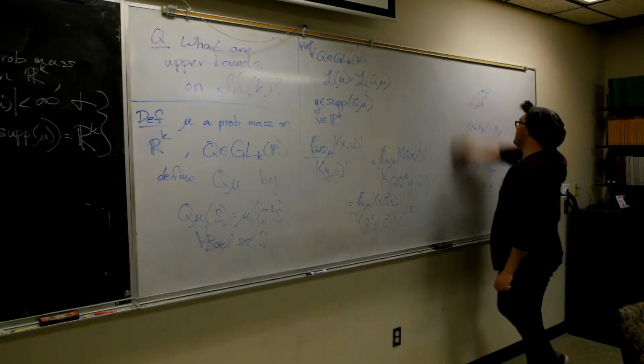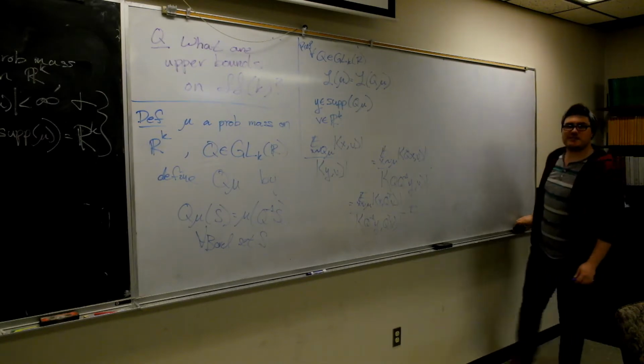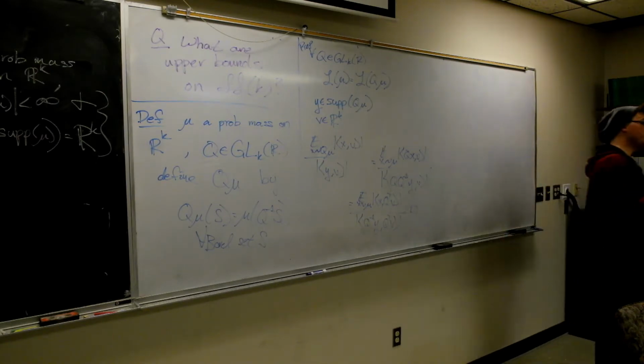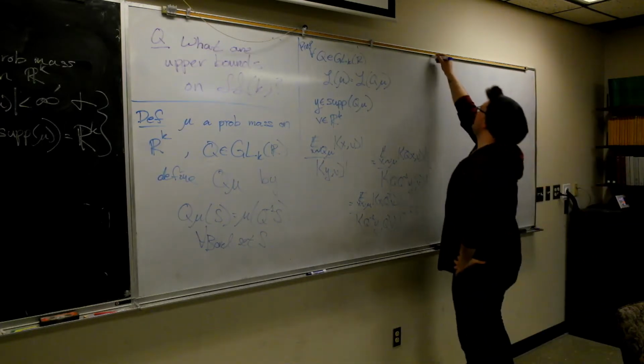So this L function is unchanged by any sort of non-singular linear transformation, so that gives us a lot of power. We can put the probability mass in a nice form. Questions so far? All right. So let's do a little toy bound.